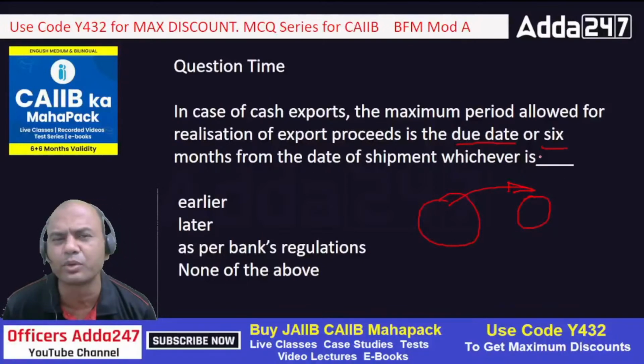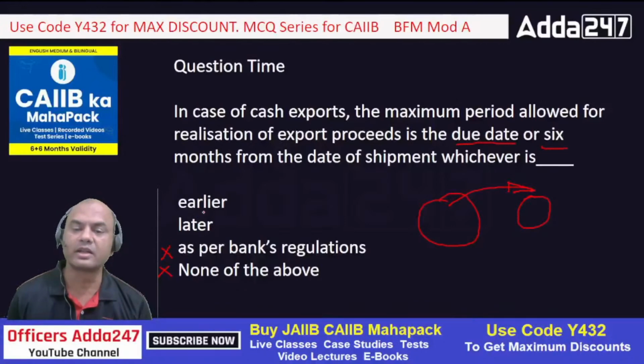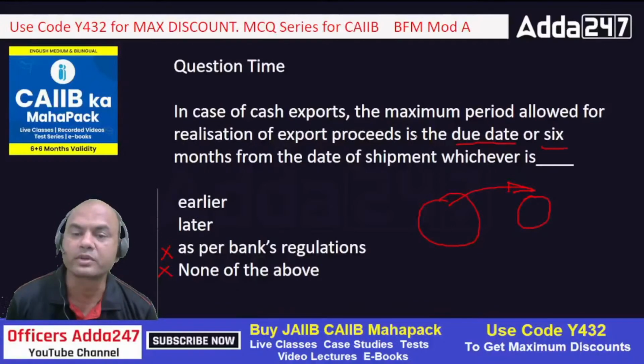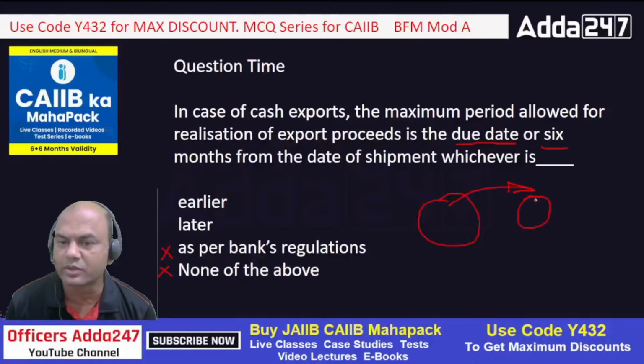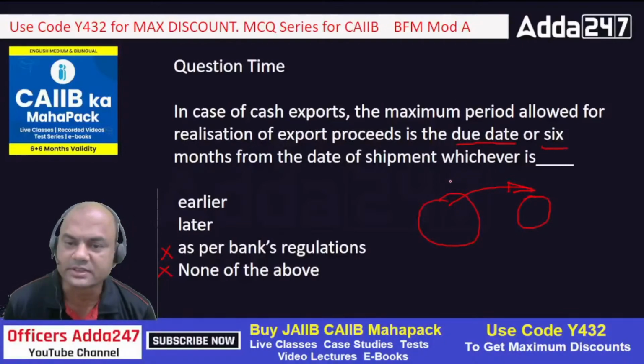This was just now I told you one question back. Whichever is earlier or later? See, this is out as per bank's regulation, and none of the above. These two I'll simply give you the hint: earlier or later. The export proceeds should be received here. If I sell it to this person in USA, I must get the money within 6 months or 180 days, you can call it, or due date of that bill.